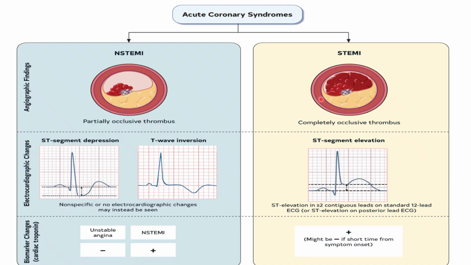Then when we talk about ST elevation MI, when we look at the ECG, you'll notice there will be ST elevation as you can see here. So what do we mean when we say ST elevation? It has to be in more than 2 contiguous leads on standard 12-lead ECG, or ST elevation on posterior lead ECG.